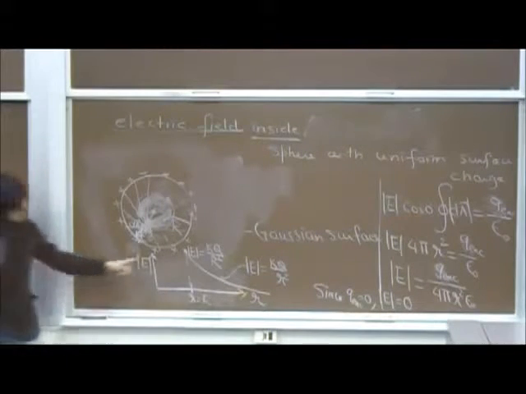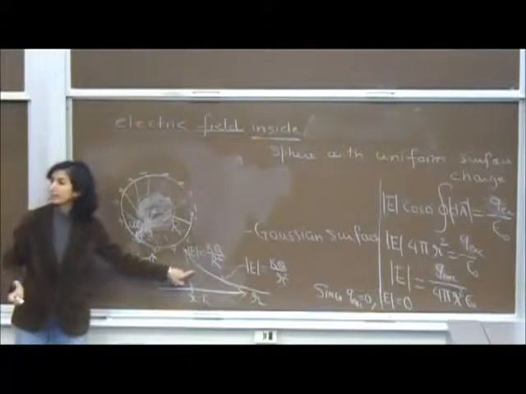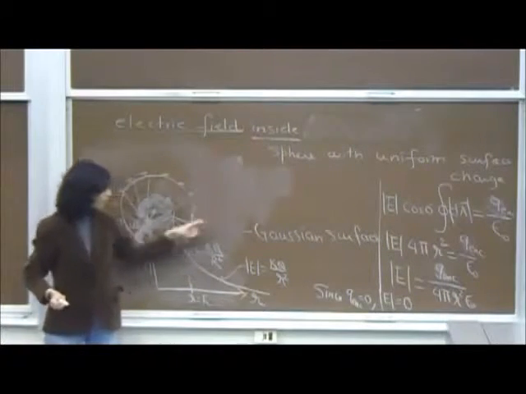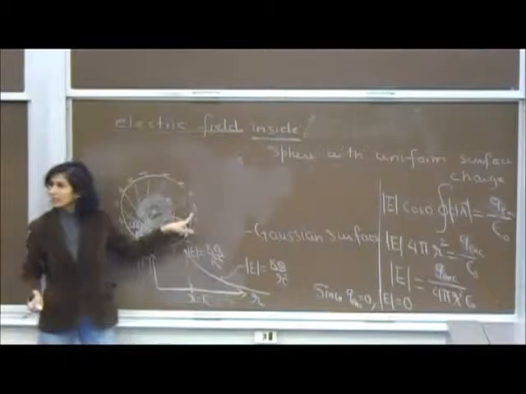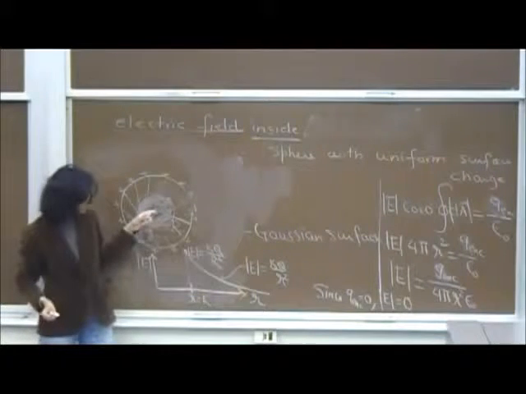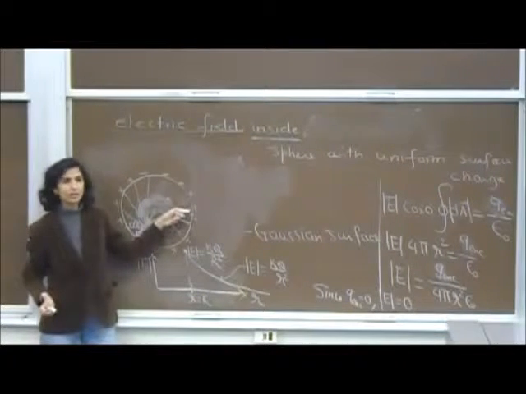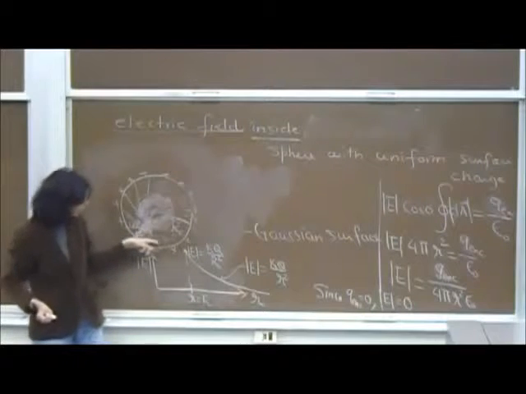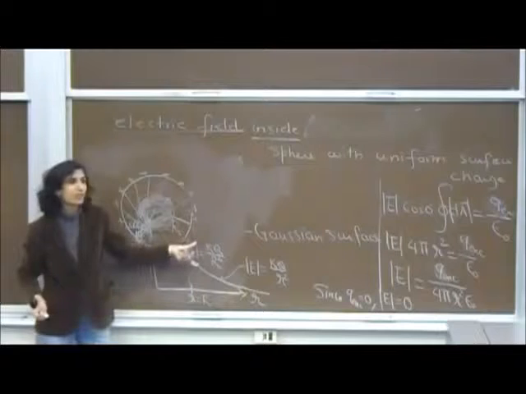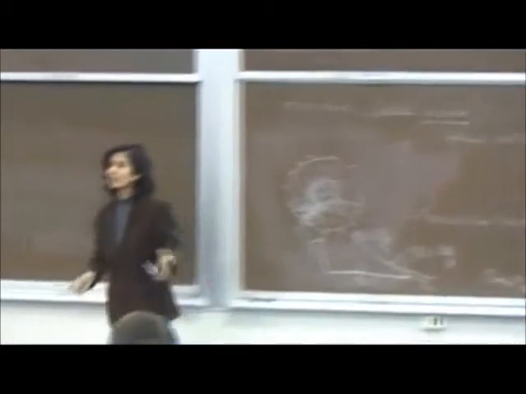Now notice that there is a discontinuity in the electric field here. If you go from outside infinitesimally close to the surface, so long as the charge is enclosed, the electric field will be kq over r square. If you go from inside infinitesimally close to the surface, so long as the charge is not enclosed, it's going to be 0, and suddenly the electric field will jump from one value to the other. Is that making sense? Please go ahead.